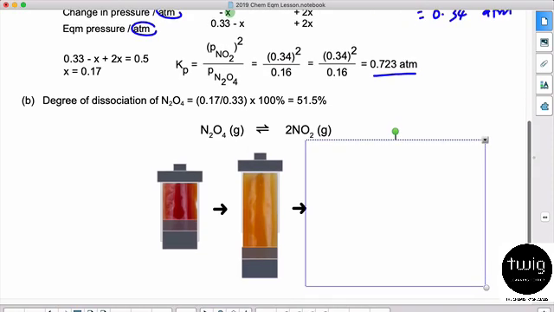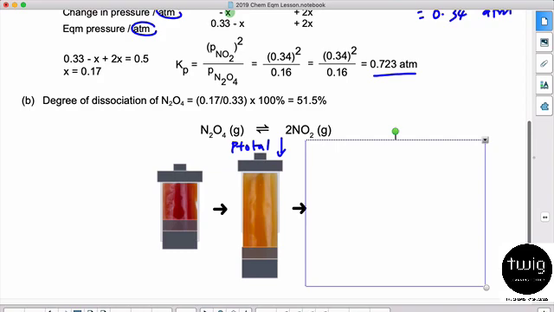So when you double the volume, actually the color becomes lighter, right? Because the volume expands. Bigger volume. But the important thing to take note of is, when you double the volume, what happens to the total pressure? When you double the volume, the total pressure will decrease. So when total pressure decreases, what happens?